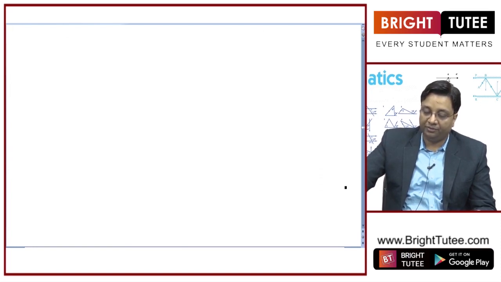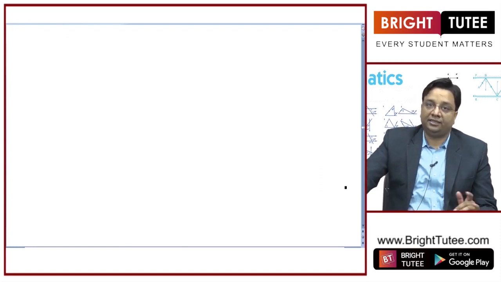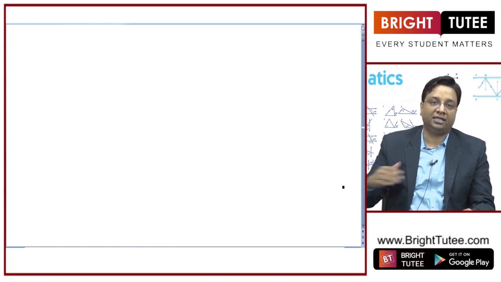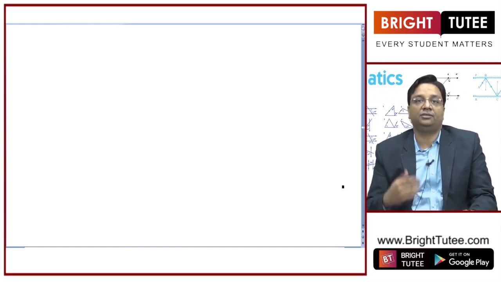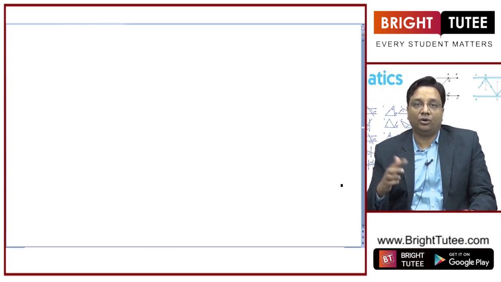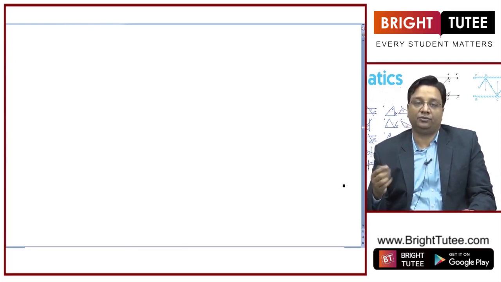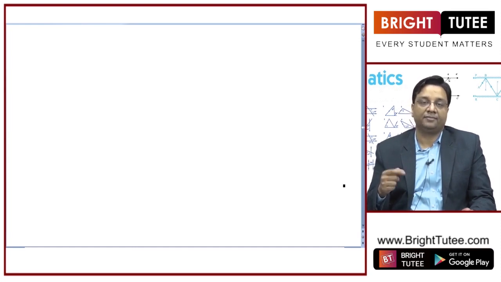So these were some of the practice questions. In the next exercise, we will move on to some other important questions of lines and angles, where we will discuss other types of angles also: corresponding angles, vertically opposite angles, alternate interior angles, and consecutive interior angles, which are also known as co-interior angles, right?